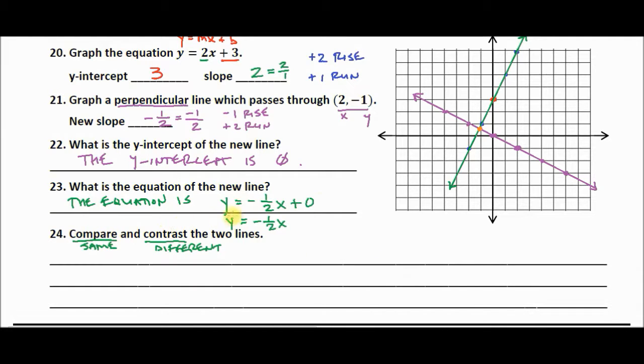So there's an idea of how you would write this. These two lines are only the same at the point of intersection, and they're different because they have a different slope and a different y-intercept. You could also put in here, I also know that these two lines meet at a 90-degree angle, or you can say these two lines are perpendicular.